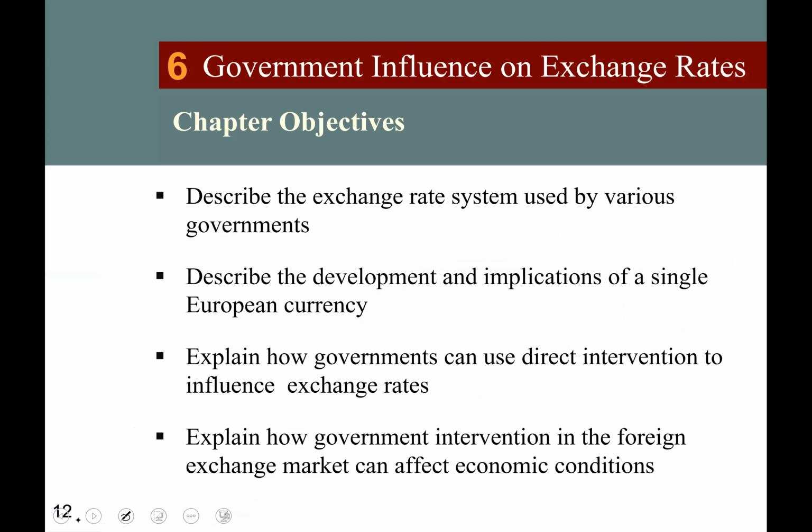Okay, let's move. Today we'll talk about chapter 6. Chapter 6 is all about government influence on exchange rate, right? We already talked about the government influence in our chapter 4, in which we talk about that government can influence the exchange rate. Today we'll talk in detail about how the government can influence the exchange rate and through which techniques. So let's talk about this. We'll be having our 4 learning objectives to cope up this chapter.